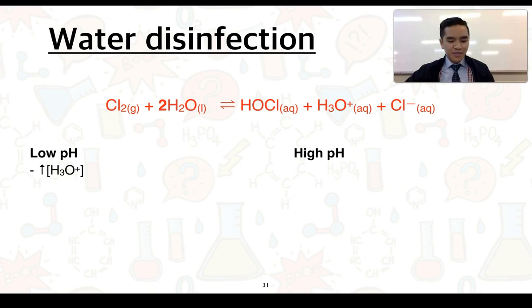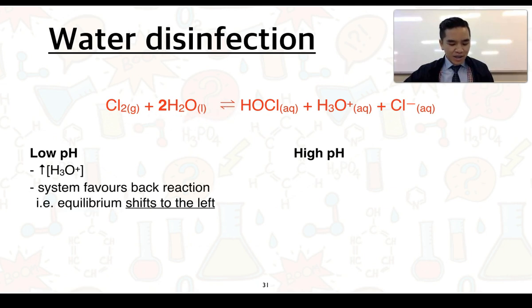If we were to decrease the pH, what that essentially means is that we're going to increase the concentration of hydronium ions in solution. Because it's an equilibrium process, we know that the equilibrium system will want to offset this increase in concentration by trying to decrease it. And to do that, we would see that the equilibrium will favor the back reaction, or in other words, the equilibrium will shift to the left. So that means that more of our products on this side are going to form into chlorine gas and water. As a result, this increases the concentration of chlorine gas, which is actually an undesirable thing.